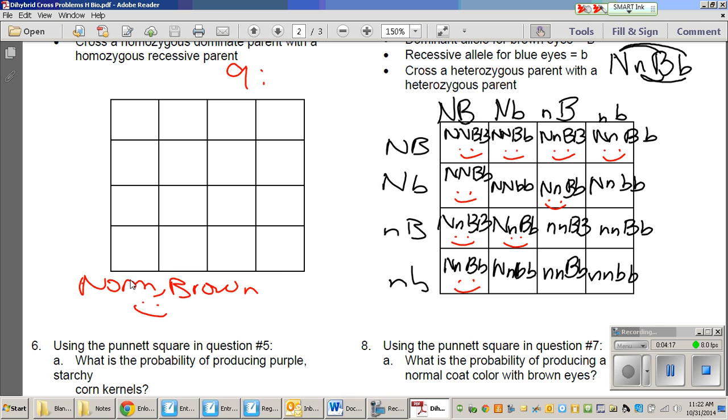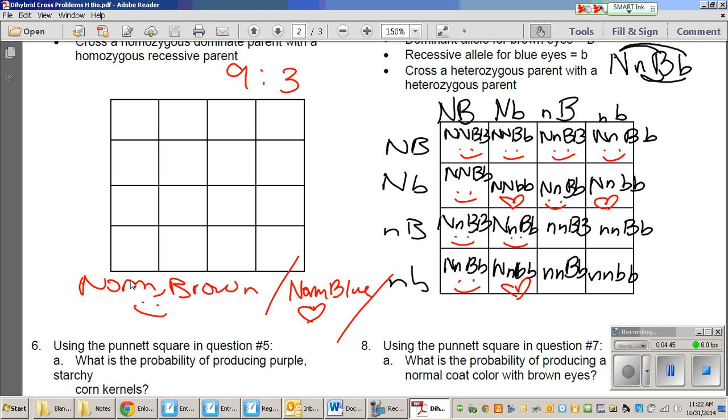What's the next trait we're looking for? Normal and blue eyes. So we still have the dominant for the first trait, and then the recessive for the second trait. So I'm going to do a heart. Okay, so normal and blue. Yes. That one. Yes. That one. No. No. Yes. No. No. Okay, so 3.